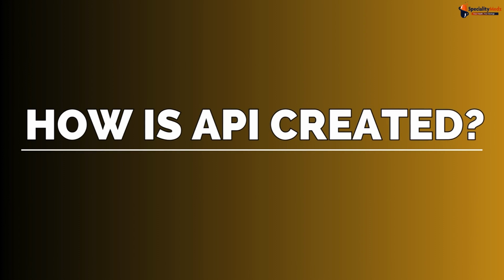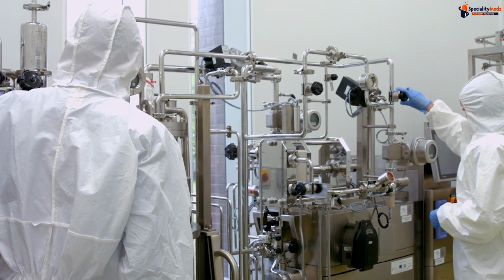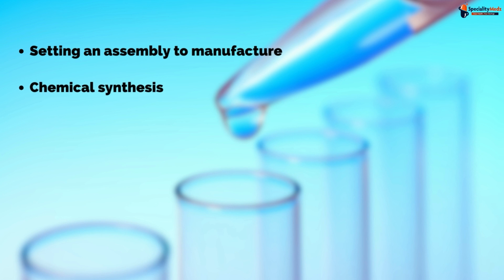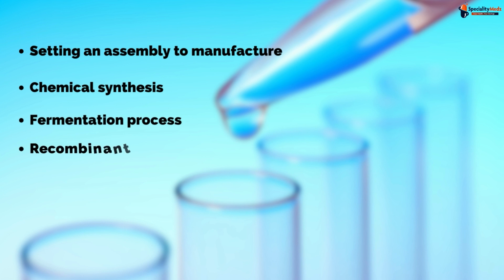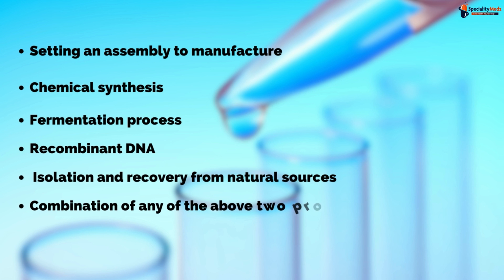How is API created? Pharmaceutical manufacturing companies, by following these steps, create APIs, and based on that, many different medicines or drugs get created irrespective of their form. First, they need to create the API and then form it in different ways. The methods are: setting and assembly to manufacture, chemical synthesis, fermentation process, recombinant DNA, isolation and recovery from natural resources, and combination of any of the above two processes.